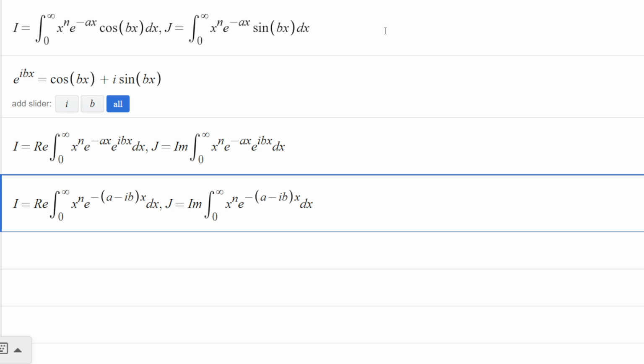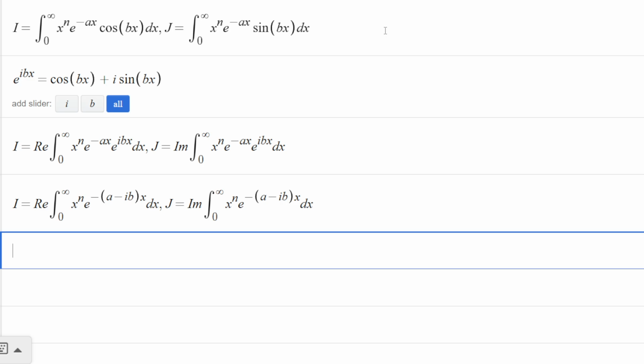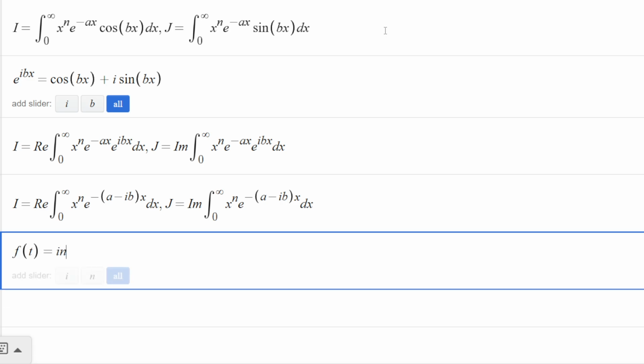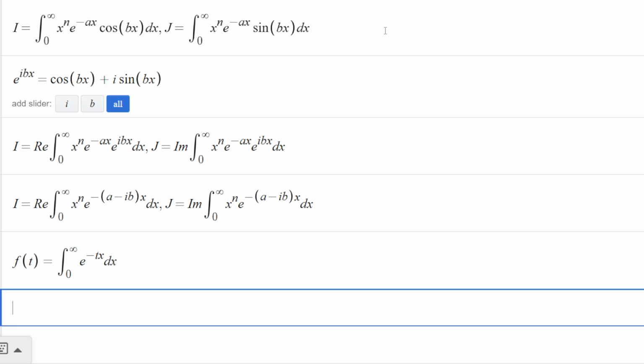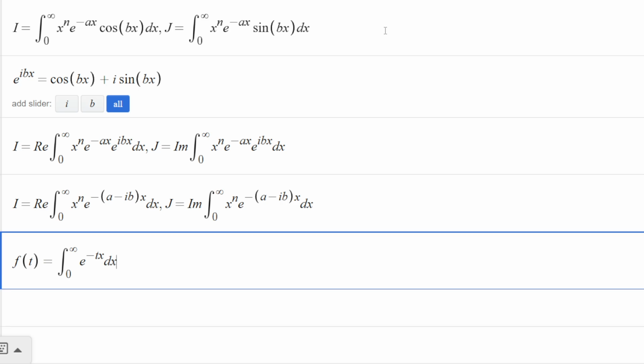Well, this is kind of a form that I recognize. Let's develop it, though. Let's say we have a function of t equal to the integral from 0 to infinity of e to the negative tx dx. That is going to be exactly 1 over t.